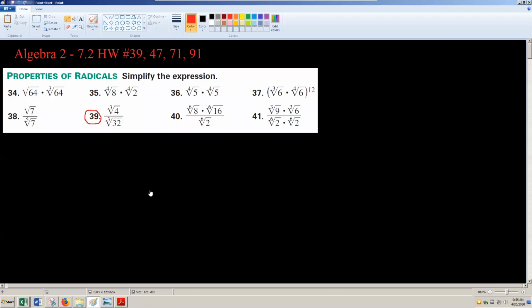All right, so here we are looking at 7.2. We're going to start out with number 39. So here we just want to simplify the expression.